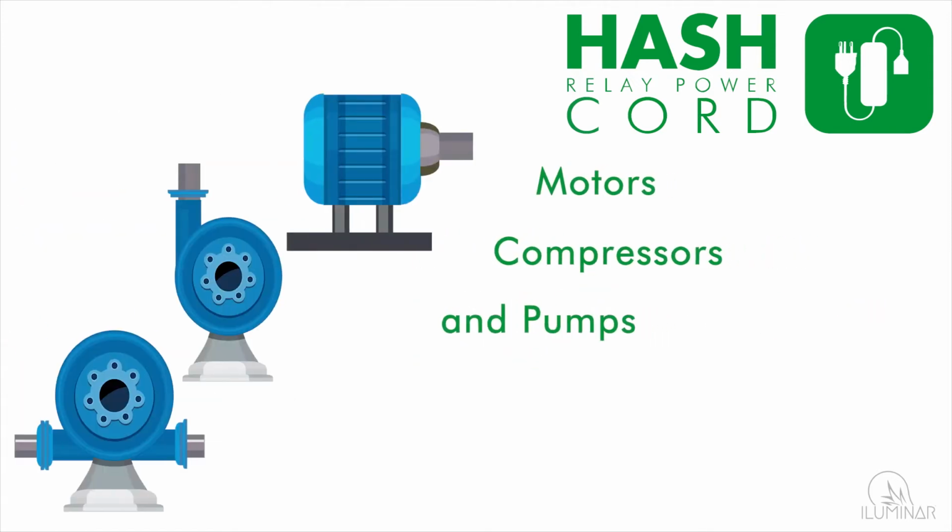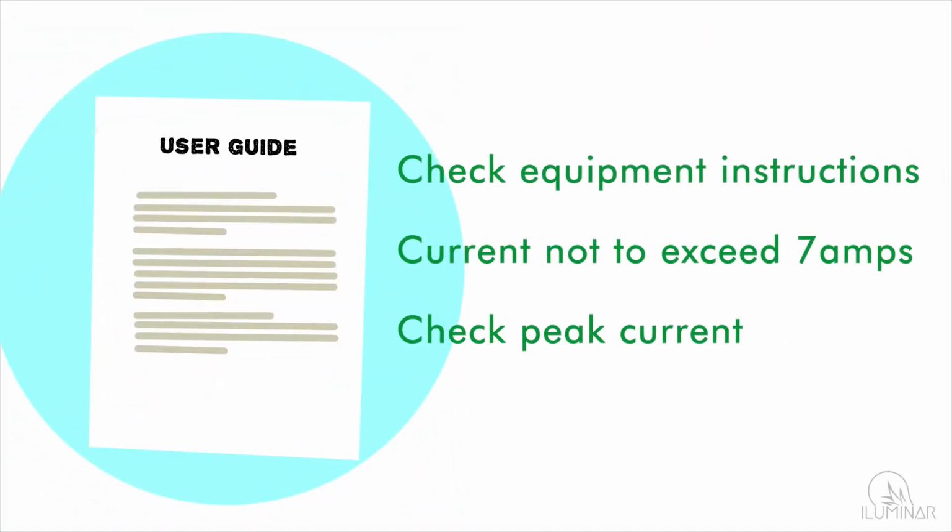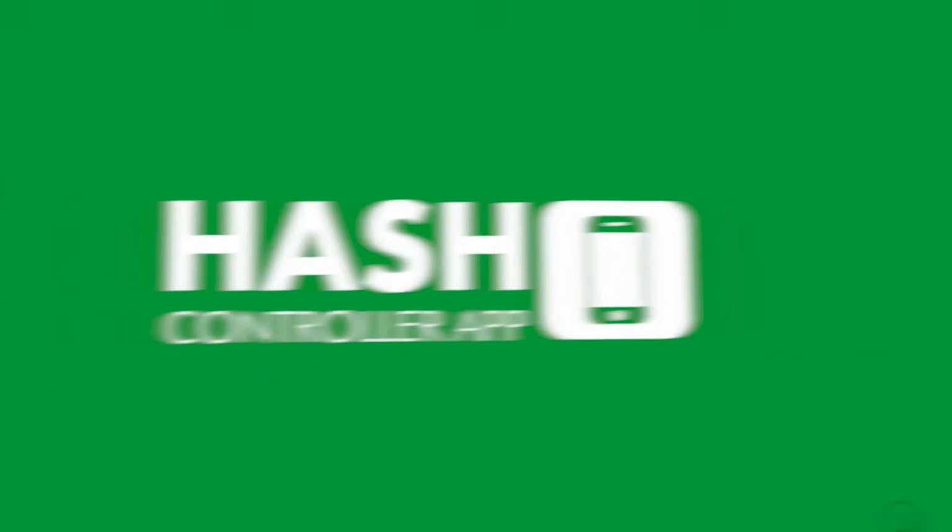Please note that the RPC is rated to a constant current of 7 amps, and many motors, compressors and pumps can draw 5 to 10 times their regular current upon startup. This could damage the module, so please refer to your original equipment manufacturer's instructions to ensure that peak current does not exceed that 7 amp constant threshold.